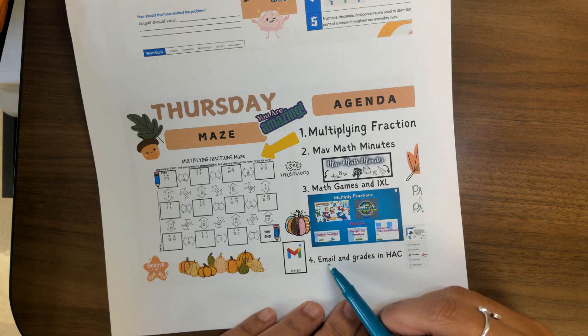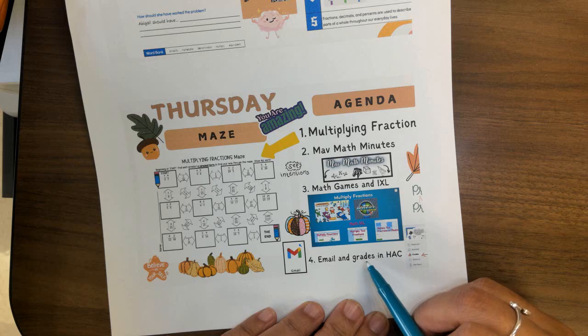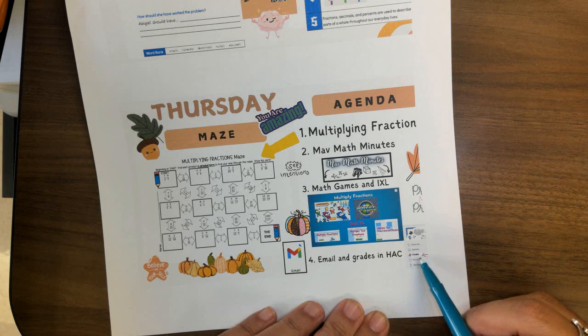Again, go in and check your emails, check your grades in Hack. Make sure you go to Schoology and you click on grades on the left-hand side and make sure that all your grades are 80 or better, okay?